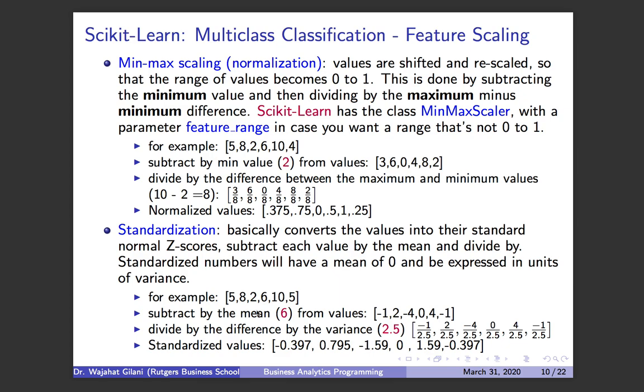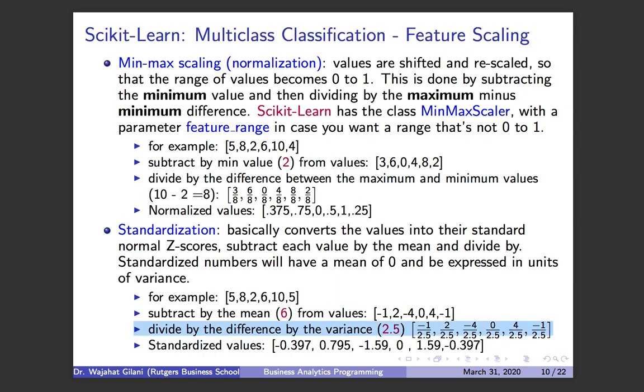Subtracting the mean from the data set. What is the mean of this set of numbers? The mean is going to be 6, right? And we subtract 6 from these values, and we get -2, -4, 0, 4, -1.